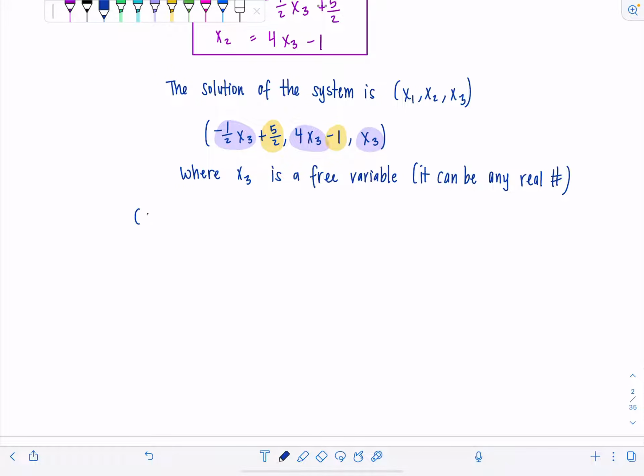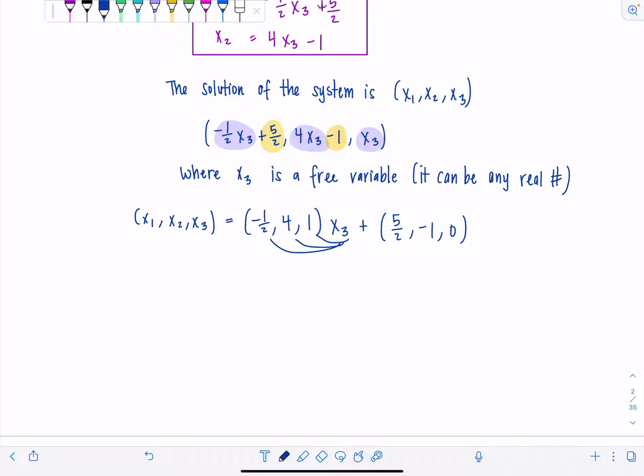So the idea is I could write it as x1, x2, x3, where if I factor out the coefficients of x3 from each of the coordinates, you'd have a -1/2 in the first one, a 4 in the second, and a 1. These are all multiplied by x3, plus the constants are 5/2, -1, and 0. So basically, if you were to distribute this back out, add it to this ordered triple, you would get back the original. And there's a purpose to writing it this way, which we'll study more later, okay?